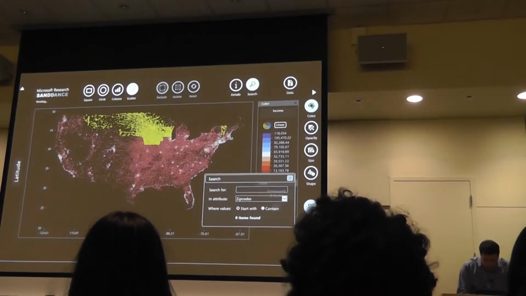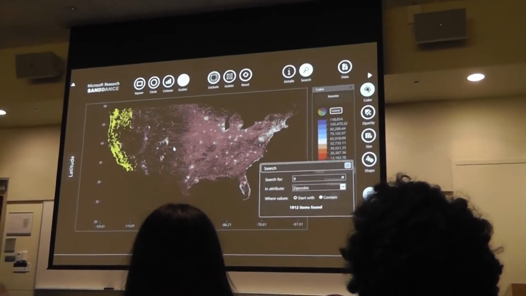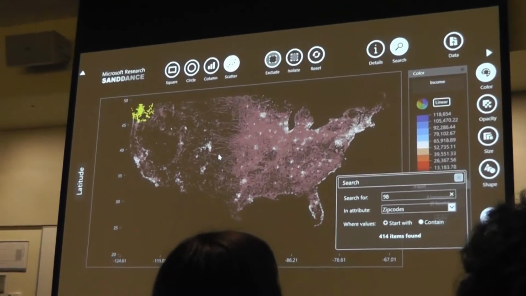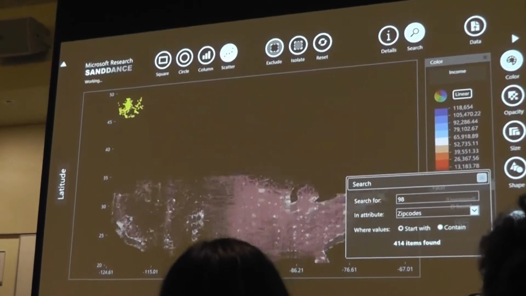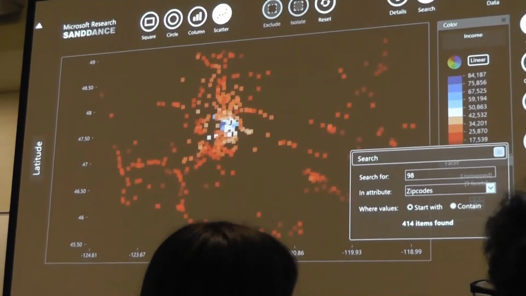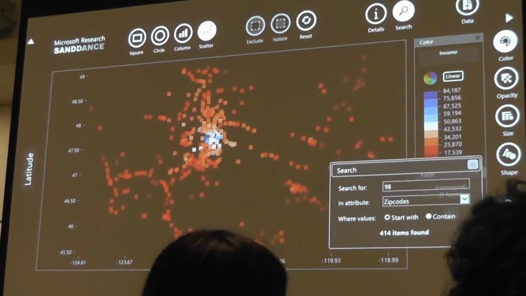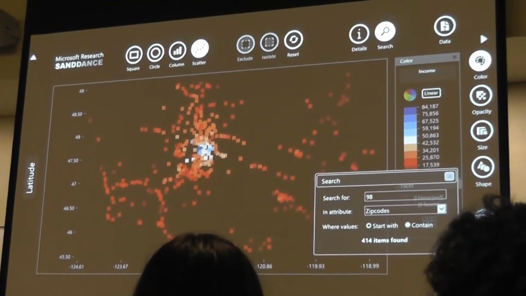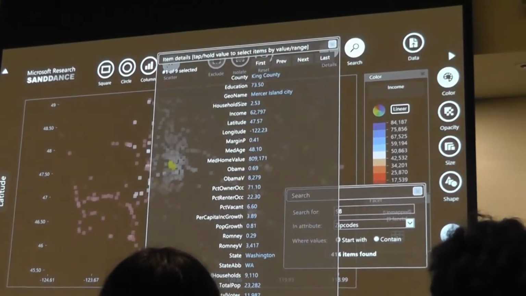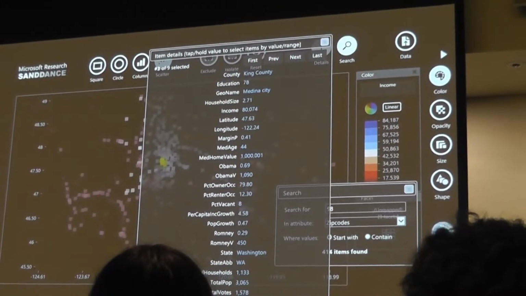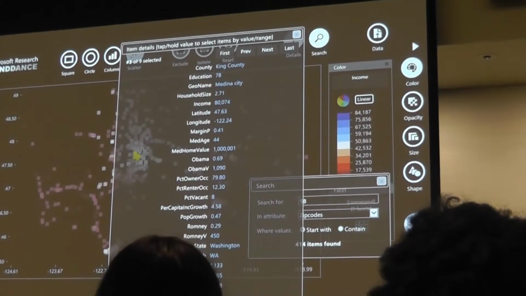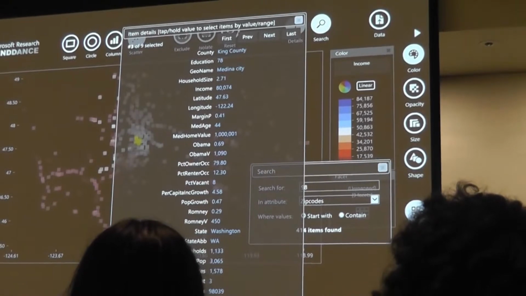Let me actually go off to 9 and then 8. And here is just Western Washington. And one of the things we can do here is just isolate that, just look at Western Washington. And now we're looking at this hot spot of high income in the middle of Western Washington. Any guesses where that might be? Redmond. Turns out that it's Medina, Mercer Island, East Bay, Medina. That's where Bill Gates lives.